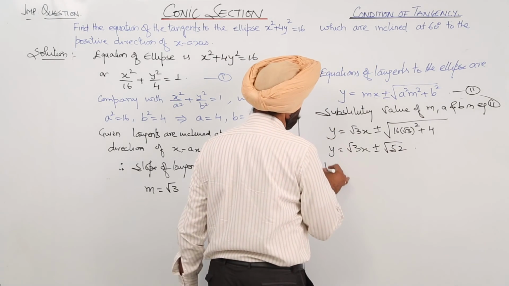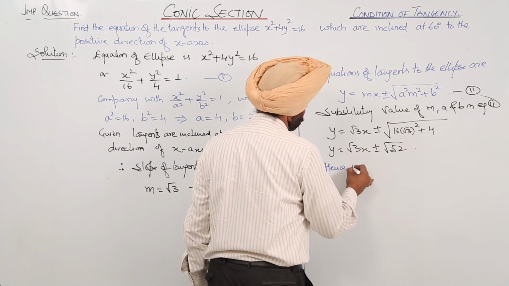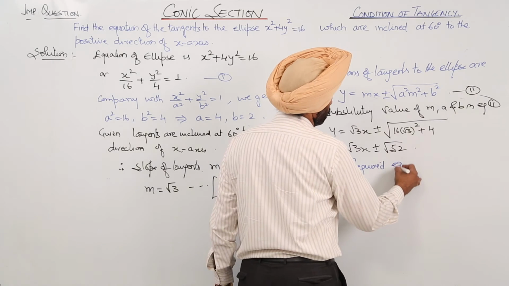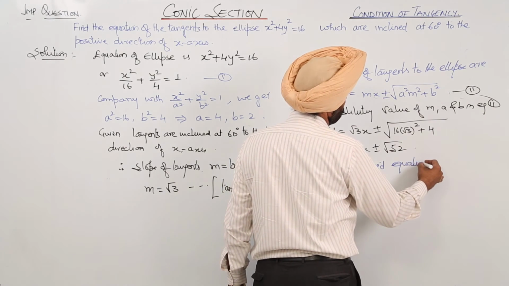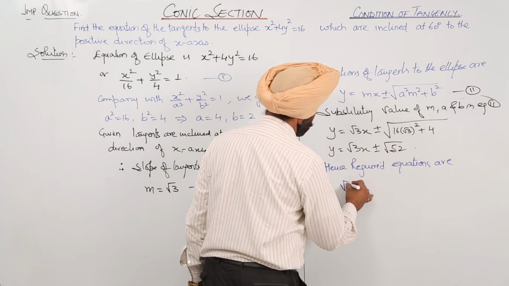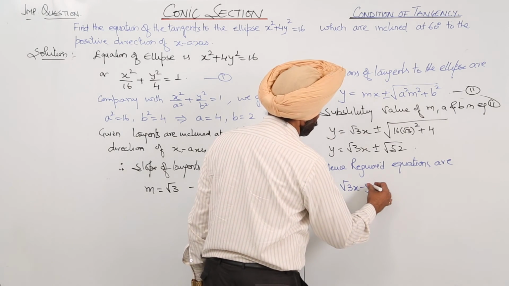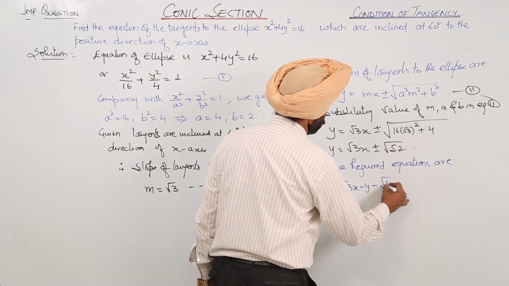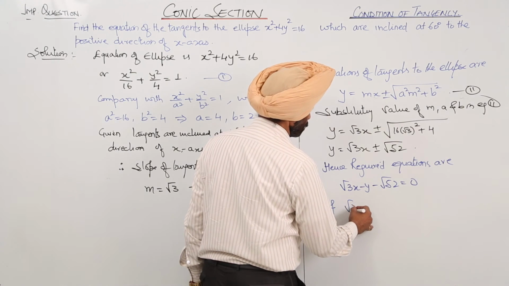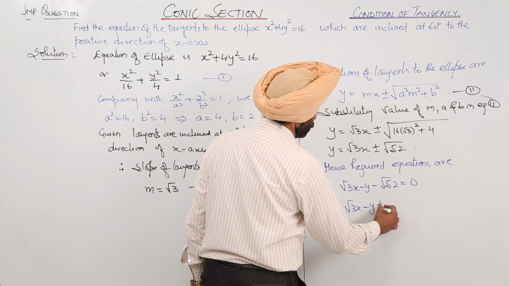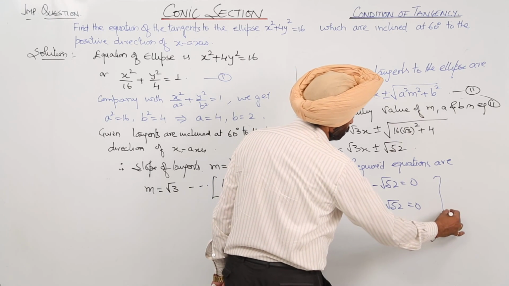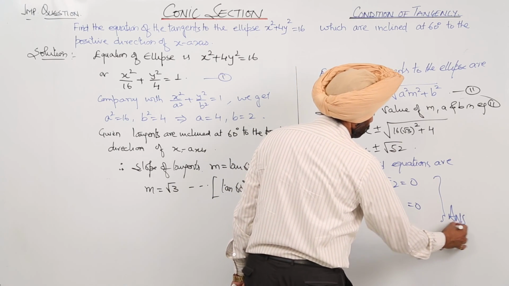Hence required equations are root 3x minus y minus root 52 is equal to 0 and root 3x minus y plus root 52 is equal to 0. Answer.